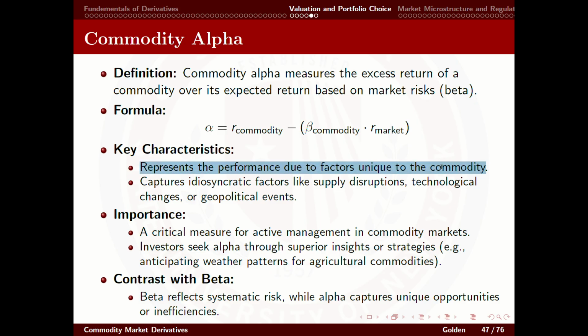So this represents the performance due to factors unique to the commodity. It captures idiosyncratic factors like supply disruptions, technological changes, or geopolitical events. As a critical measure for active management in commodity markets, investors are seeking this. This is what you want. You want to outperform the market. No one wants to underperform the market. Beta reflects systematic risks, and this is risk that you just have inherently by being in the market or by being in this commodity. Well, alpha is whether or not you're beating the market, how good you are at the trading.